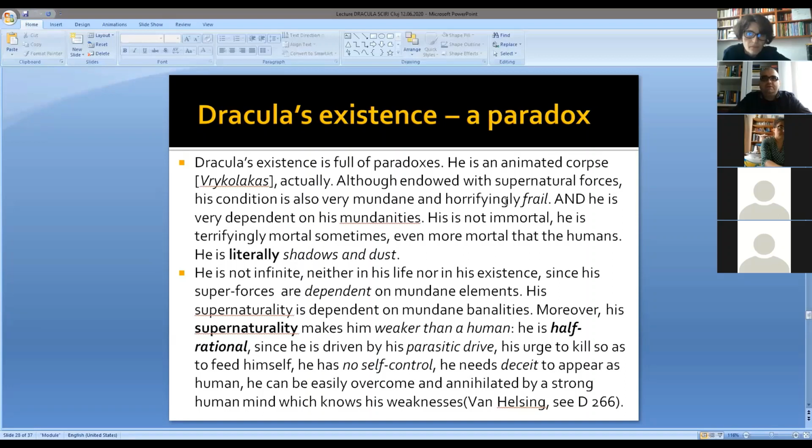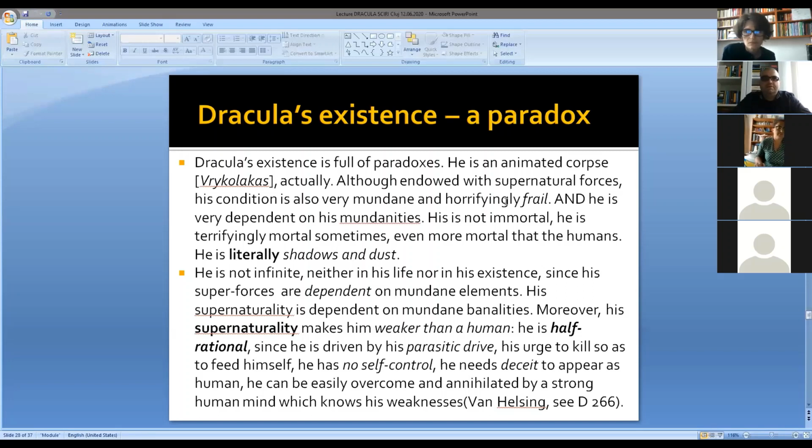He is first an animated corpse, he is a bricoleur. Although endowed with supernatural forces, his condition is also very mundane and horrifyingly frail. And he is very dependent on his mundanities. He is not immortal, although it may seem like immortal. No, he prolongs life in a sort of altered state of life, but he's not immortal. He is terrifyingly mortal sometimes, even sometimes more mortal than humans. He is literally shadows and dust. He's not infinite, neither in his life nor in his existence.